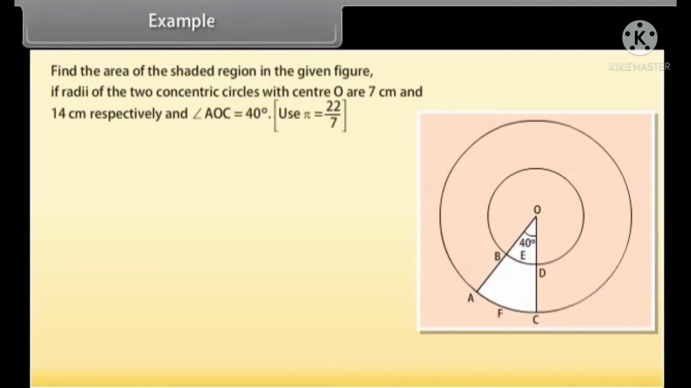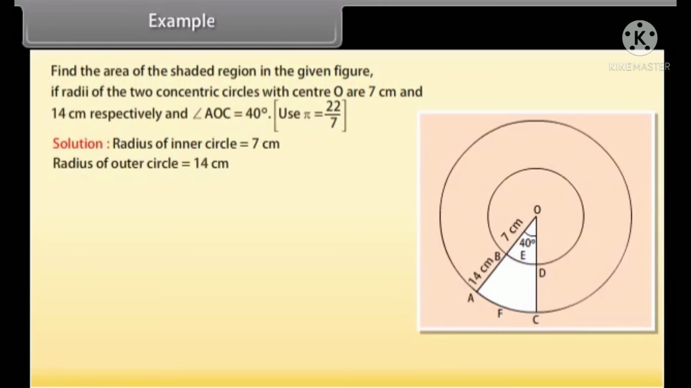Example. Find the area of the shaded region in the given figure if the radii of the two concentric circles with center O are 7 cm and 14 cm respectively, and angle AOC is 40 degrees. Use pi as 22 upon 7. Radius of inner circle equals 7 cm. Radius of outer circle equals 14 cm.